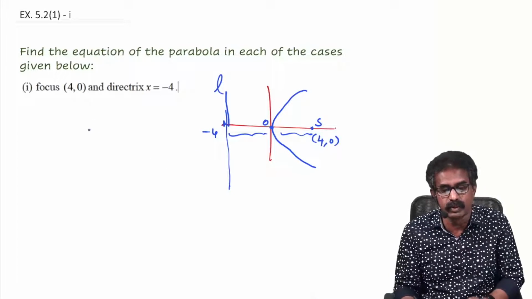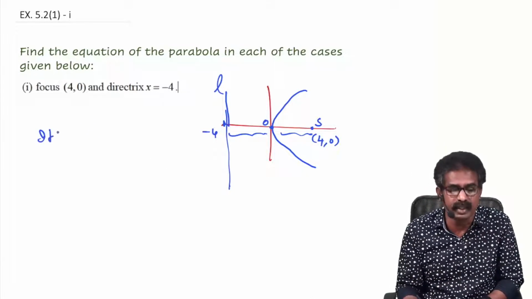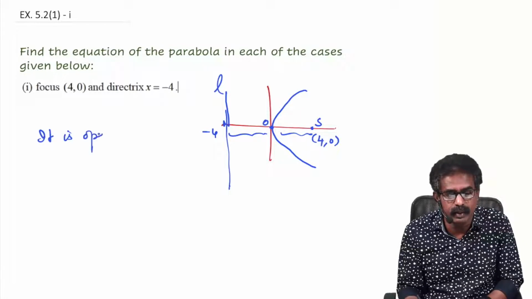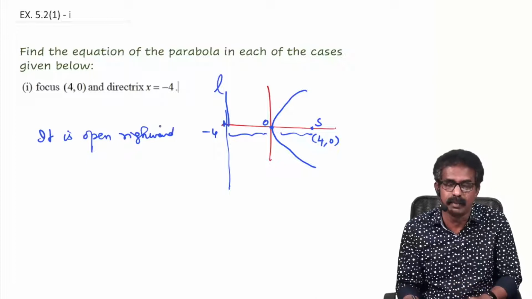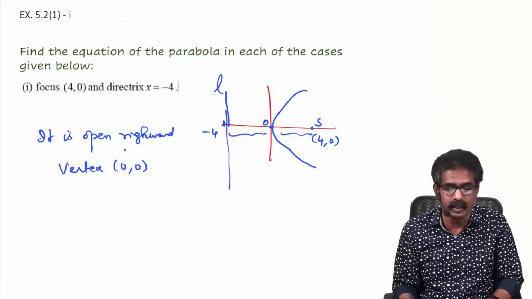Vertex is 0, 0. So which type is it? Open rightward. So these are the things you have to identify. It is open rightward, that is, the first type, right? Then vertex is 0, comma 0. So there is no change in x and y, right?